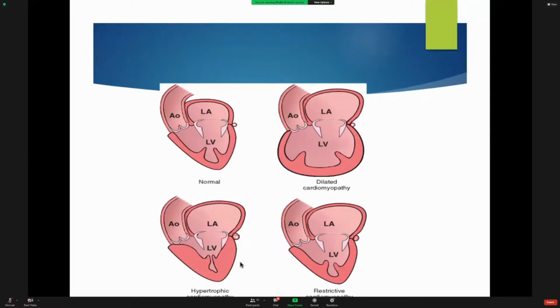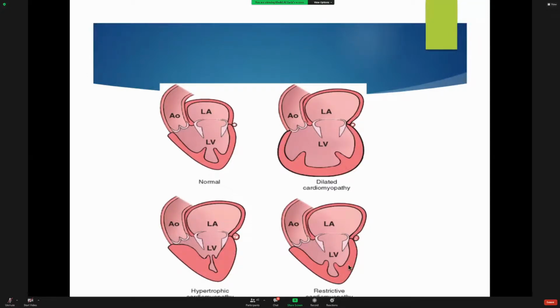In hypertrophic cardiomyopathy, the left ventricle is not dilated, but you can see the thickness of the left ventricle is increased. It is more than 1.1 centimeter. This is hypertrophic cardiomyopathy. So less blood will be in the left ventricle, and less blood will be ejected to the body through the aorta.